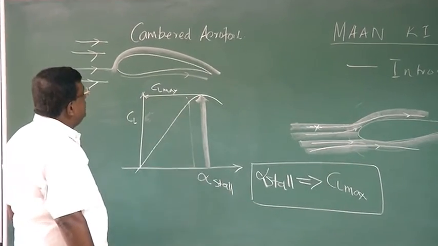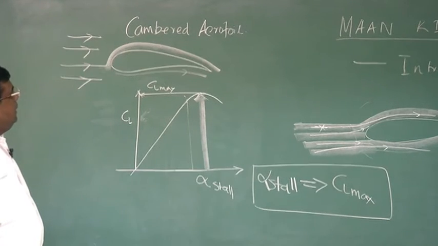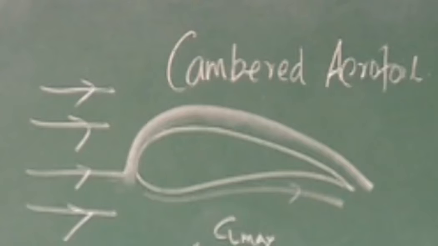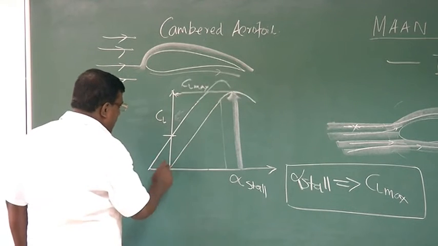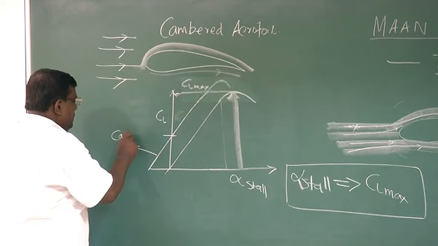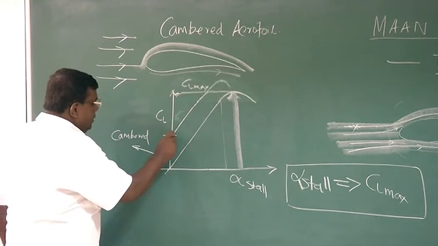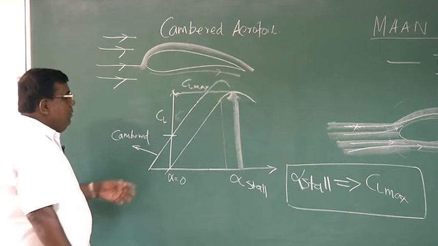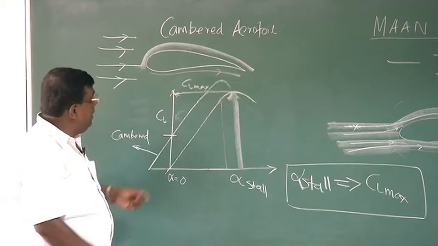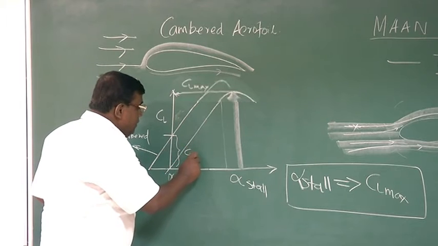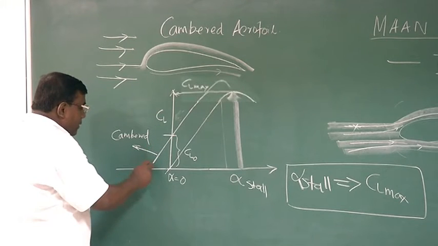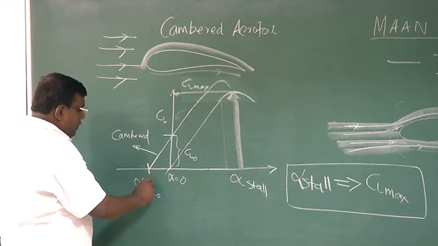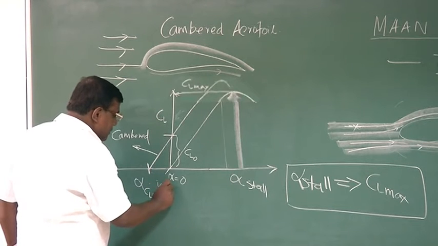This is the additional thing we should also understand. And for a cambered aerofoil, you will find this graph is no more like this. It is like this, where I write cambered, and you see at alpha equal to 0, for a symmetric case CL was 0, but for cambered there is a positive value which is denoted as CL naught. And if I extrapolate this, you find here the alpha for CL equal to 0 is negative.